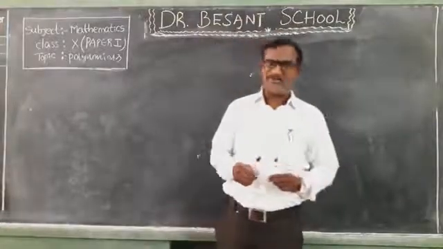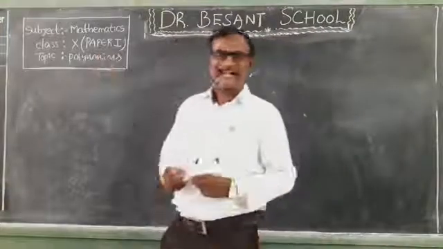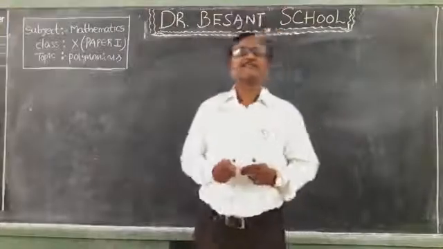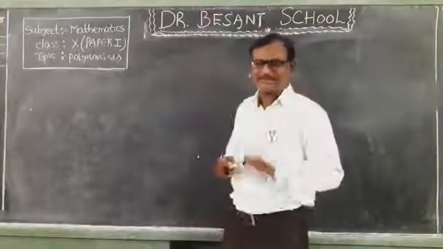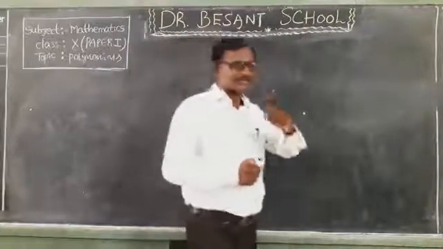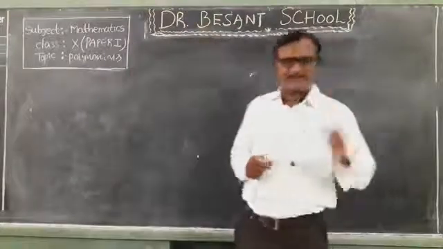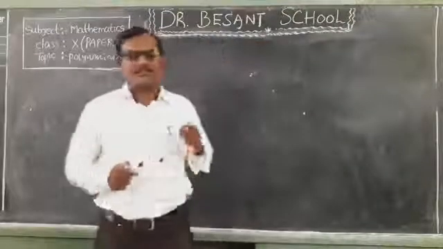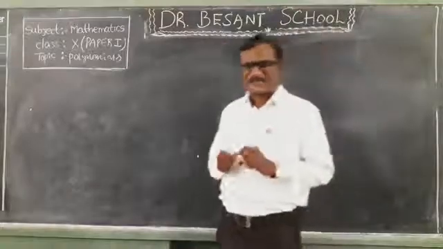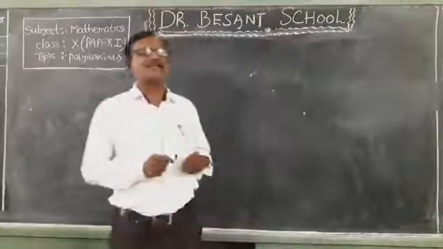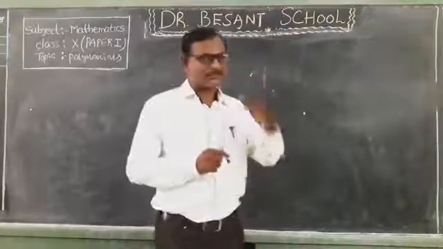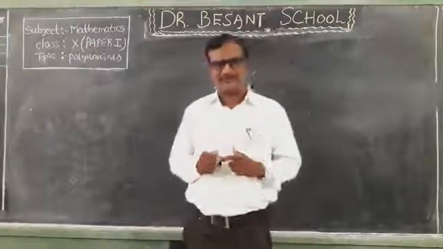So, children, in my previous class, I completed exercise 3.3, first Roman as well as third Roman. That means we learned in our previous class how to find the zeros of a quadratic polynomial and also verify the relationship between zeros and the coefficients. And also we completed how to find a quadratic polynomial when the zeros alpha and beta are given, by using the formula k into x square minus x into alpha plus beta plus alpha into beta. So that we completed first Roman as well as third Roman from exercise 3.3.